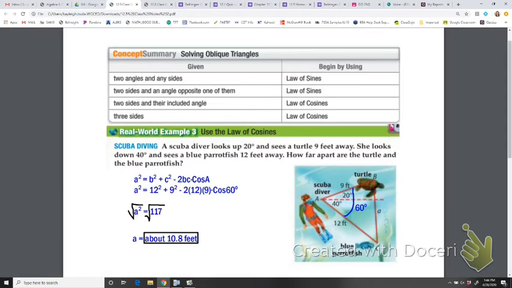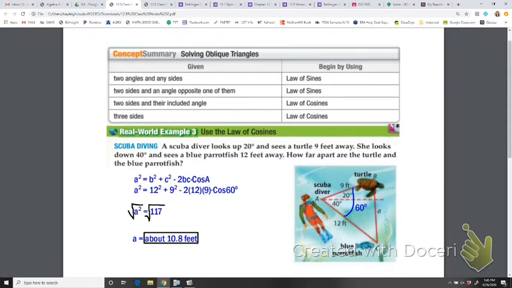If you have two sides plus their included angle, you want to use the law of cosines. And if you're only given the measures of the three sides, you can only start this by using the law of cosines. So here we're going to look at a scuba diver.